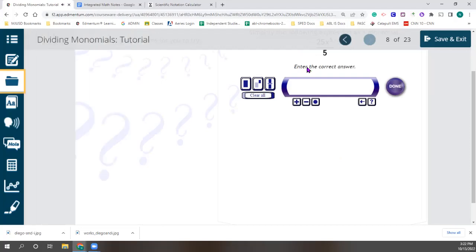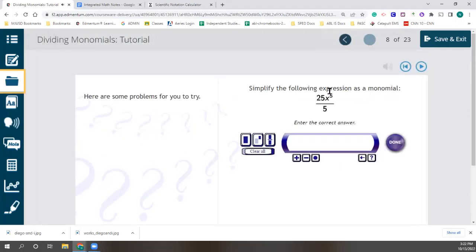Here are some problems for you to try. So 25 divided by 5 equals 5. X 5, the exponent 5 minus an exponent of 1 equals 4. So exponent 4, 5x to the 4th power should be the answer.